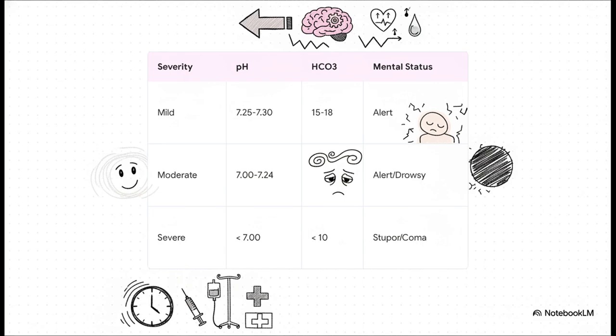For mild DKA, the pH sits between 7.25 and 7.30, and the patient's fully alert. Moderate DKA drops that pH to the 7.00 to 7.24 range, and you might notice they're a bit drowsy. But severe DKA, that's a pH tanking under 7.0, bicarbonate crashing below 10, and a patient who may actually be in a stupor or even a coma. Stratifying this instantly tells you exactly how aggressively you need to mobilize your ED resources.